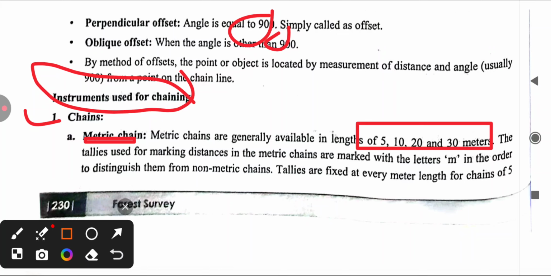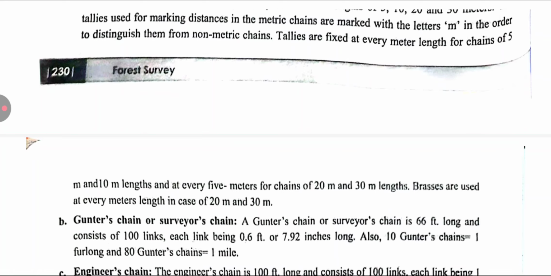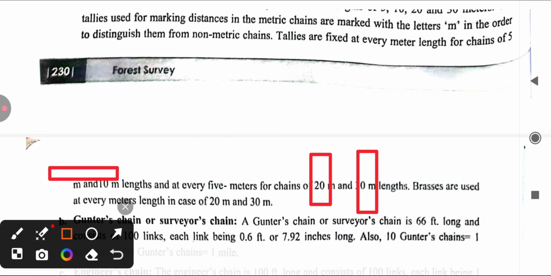Tallies are fixed at every meter length for chains of 5 meter and 10 meter length, and at every 5 meter for chains of 20 meter and 30 meter length. Brasses are used at every meter length in case of chains other than the 20 and 30 meter ones.